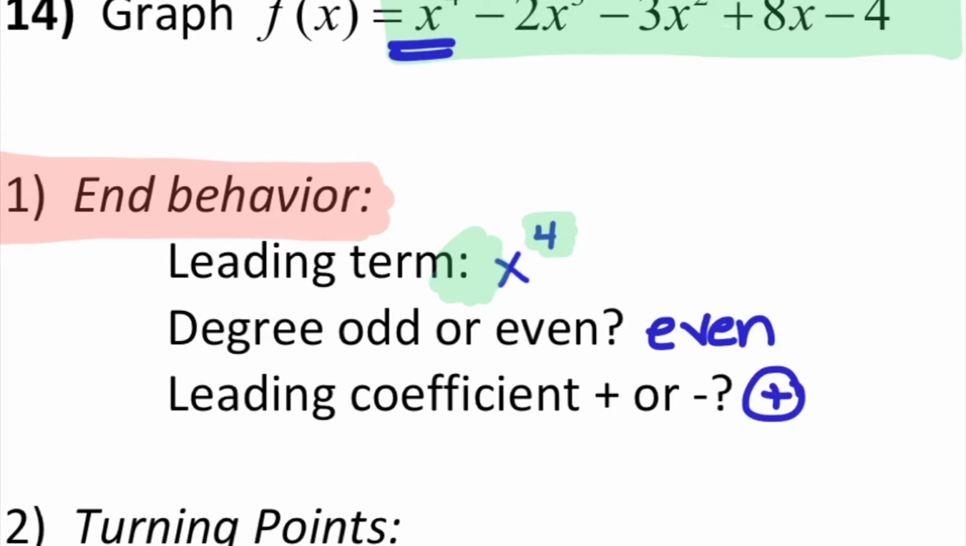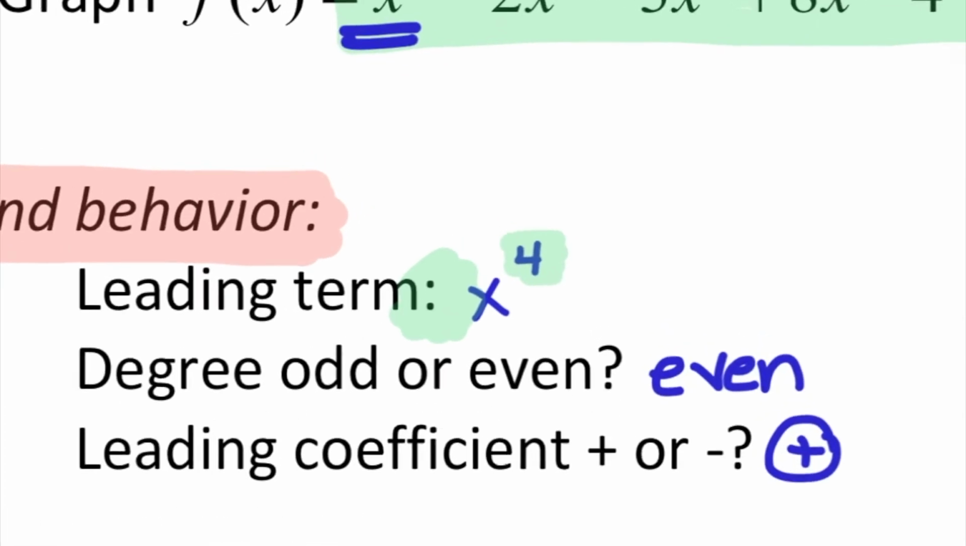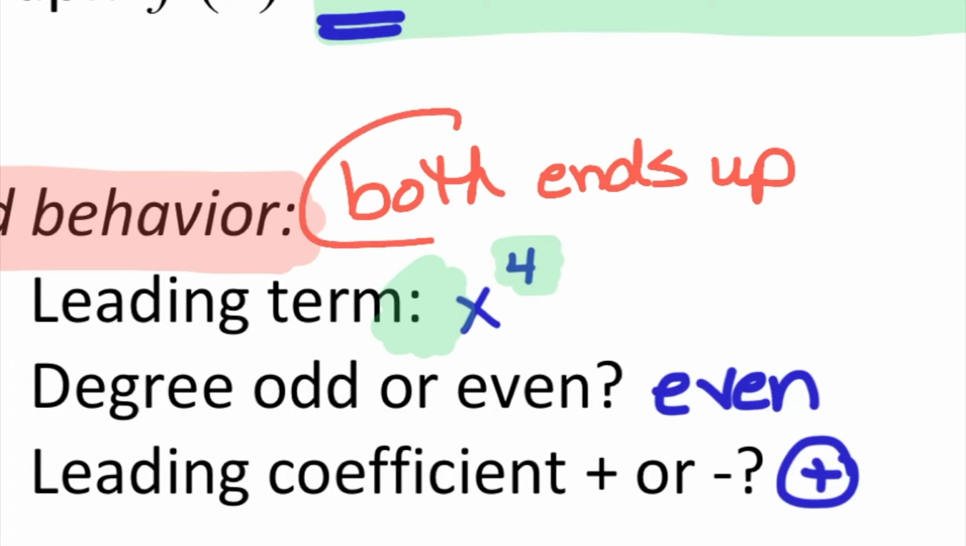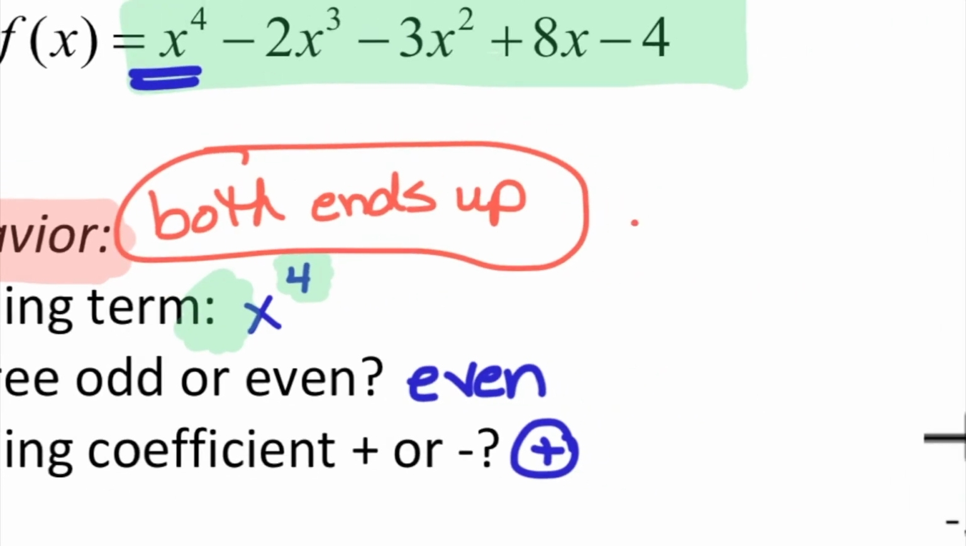Even means that the ends are doing the same thing. And positive means that the right end is going up. Therefore, both ends go up. And I want you to actually write that out, both ends up. So your end behavior is both ends up.